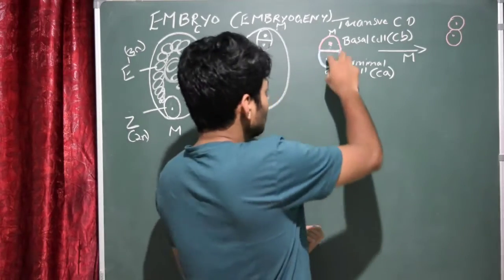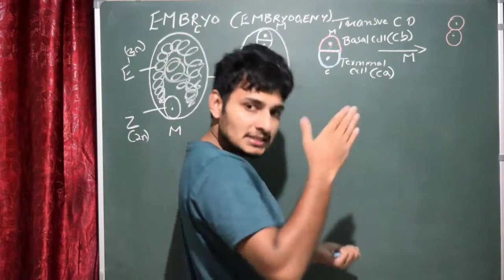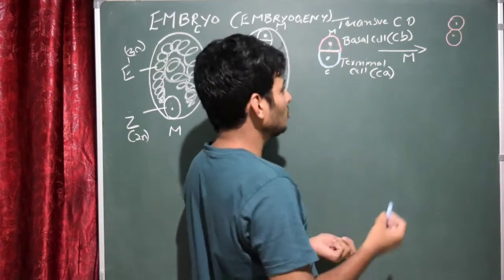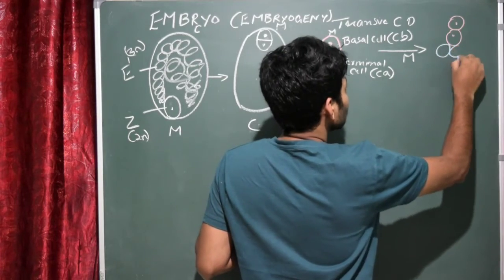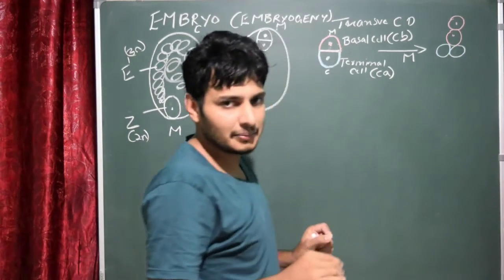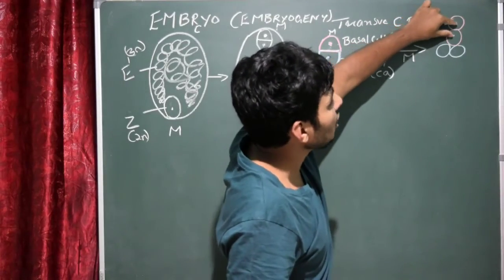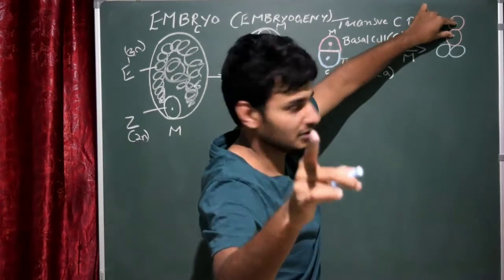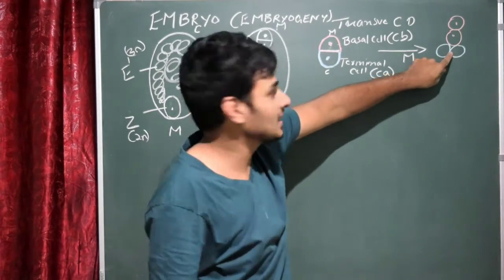Whereas this one, the terminal cell or CA, again undergoes cell division and produces two more cells. But remember that the mode of cell division is slightly different. In this case you could see this is horizontal, that is transverse cell division, and in this case it is longitudinal or vertical cell division, correct?